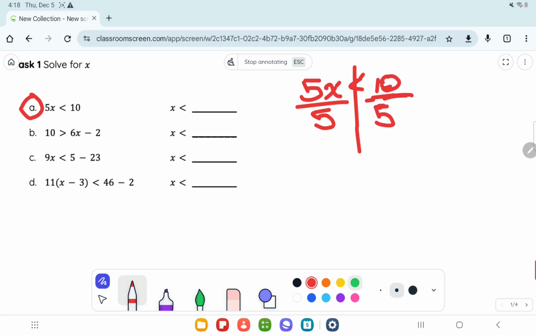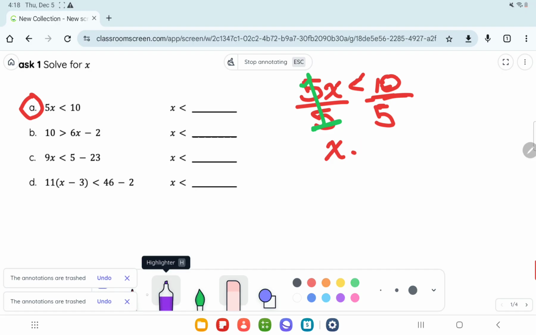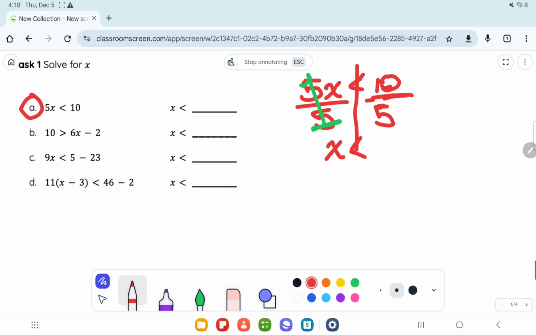That way you get a giant 1 here. 5 divided by 5 is 1. So on the left-hand side, we have 1x, which is just x. And the inequality sign is still less than. And on the right-hand side, we have 10 divided by 5, which is 2. So the solution to our first inequality is x is less than 2.